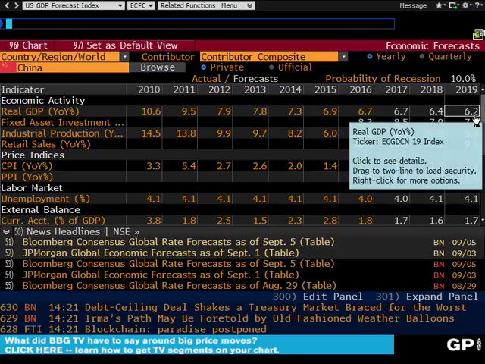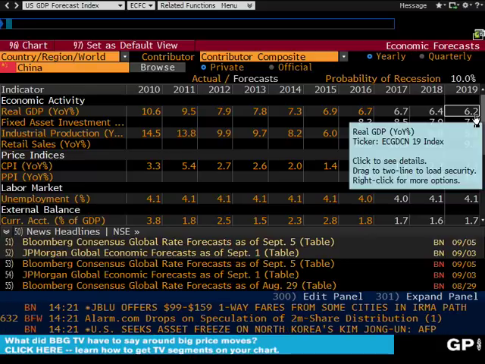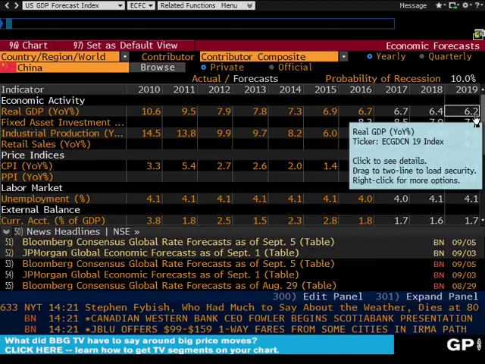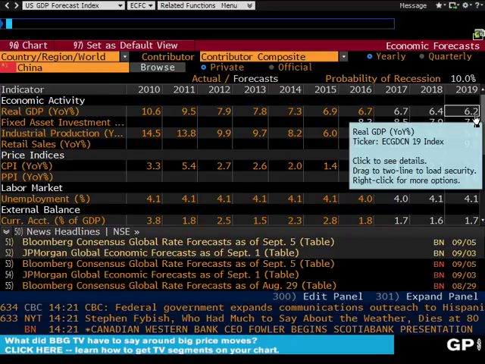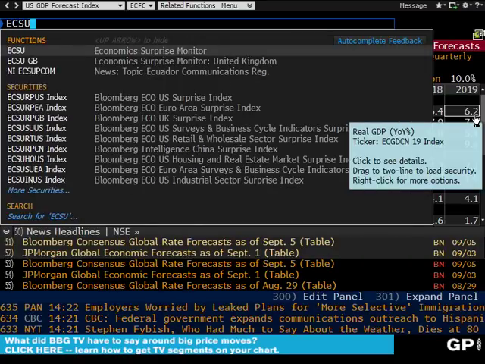So that's economics. So general idea is, China's probability of recession 10%, US probability of recession 15%. But point is, relatively low probability of recession for the US, relatively tepid growth, about 2%, but been pretty consistent with low inflation. Now, the other economic screen we're going to use is called ECSU, which stands for the Economic Surprise Index or the Economic Surprise Monitor.